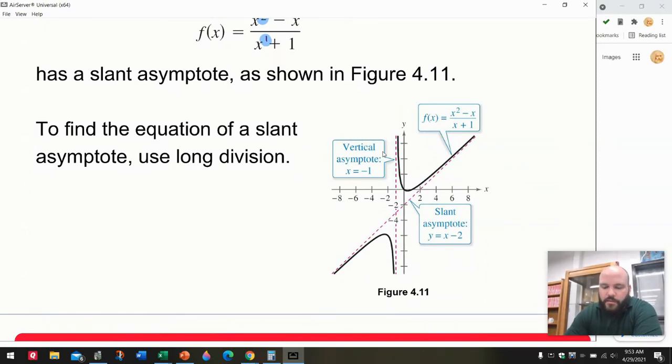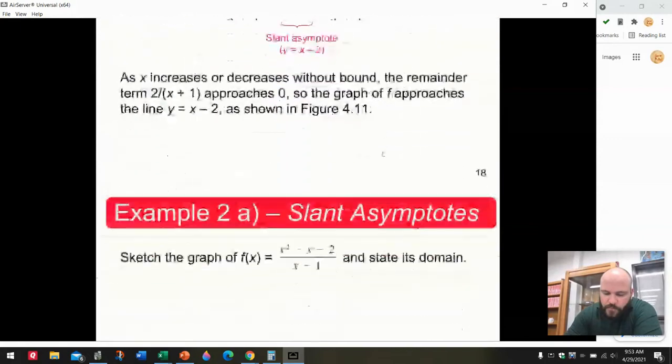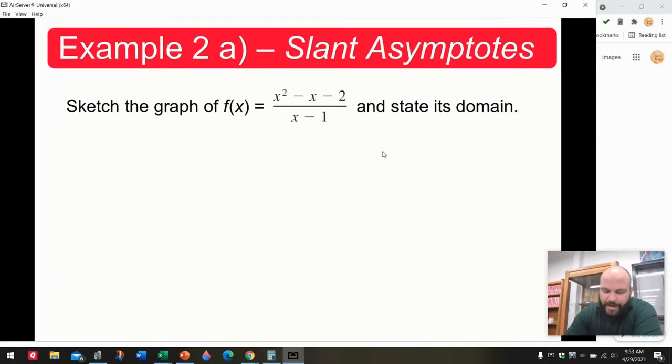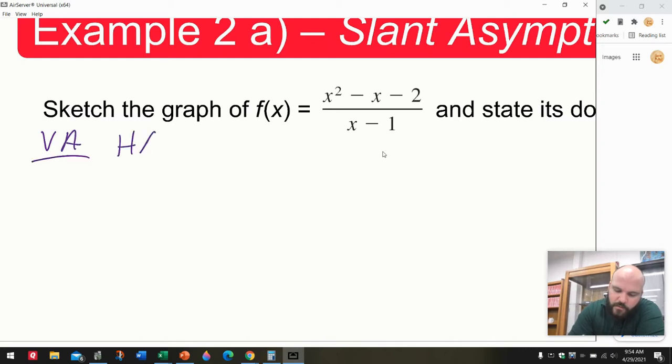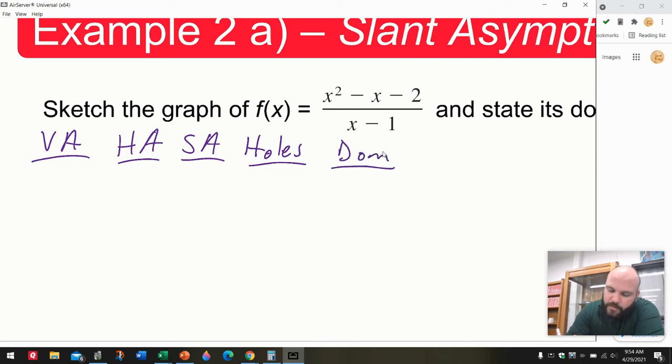And so I need to show you how to find that. The way that you find that is you end up doing the division. So what we want to do is go ahead and start this just like we've started all the other ones. We're going to start by finding any vertical asymptotes, maybe any horizontal asymptotes, any slant asymptotes. We will determine if there are any holes, and then we will list the domain like that.